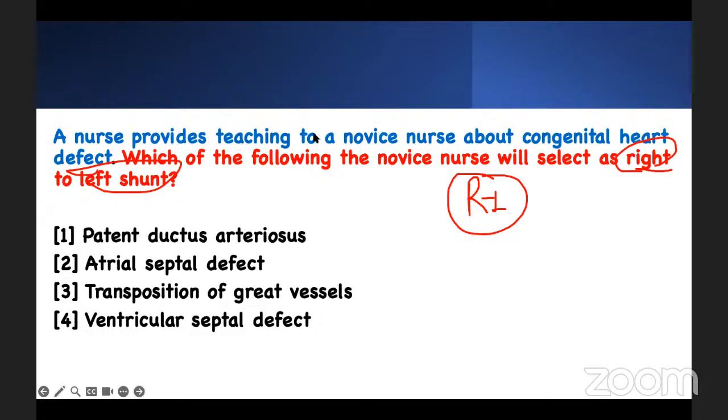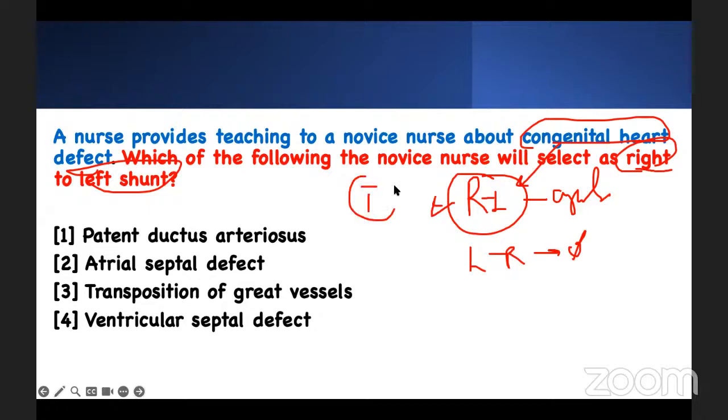The next one: provide teaching to a novice nurse about congenital heart disease. So which one is right to left? You have to figure it out. There's a way you can remember. There's right to left and left to right. Right to left, most of them are cyanotic at birth. Left to right, they are not. The best way to remember is that right to left, most of them start with the letter T. Which of these start with the letter T?